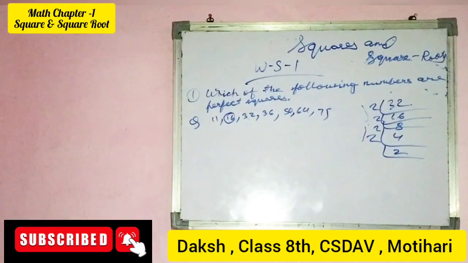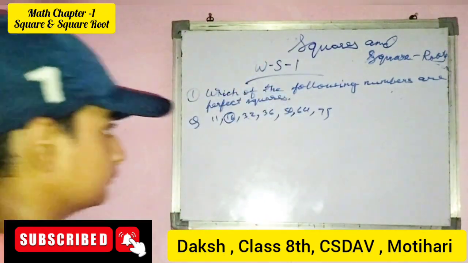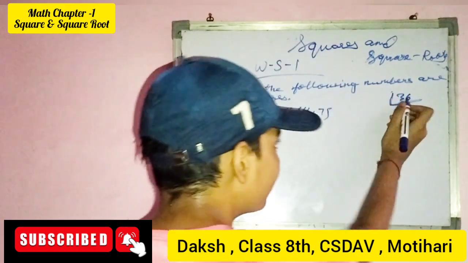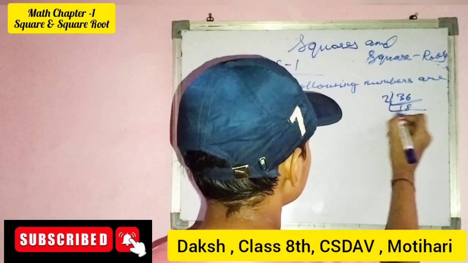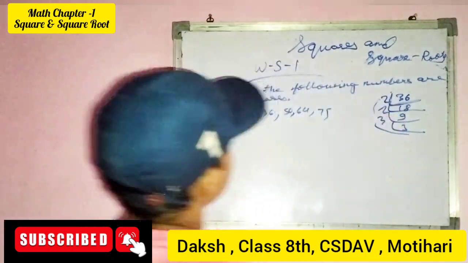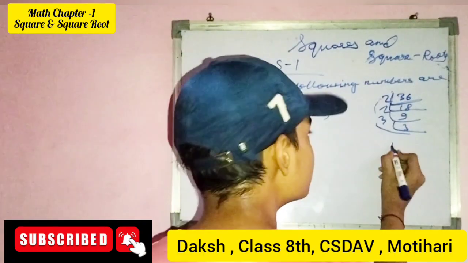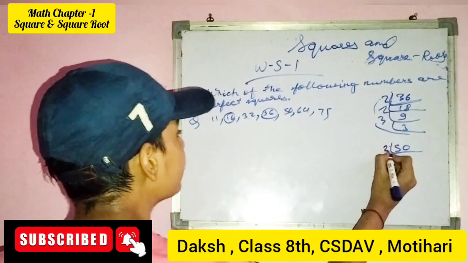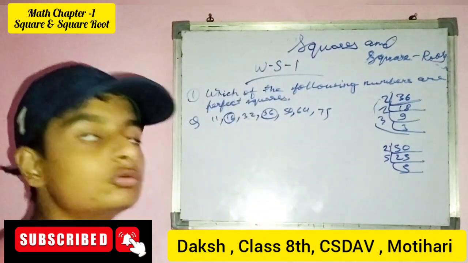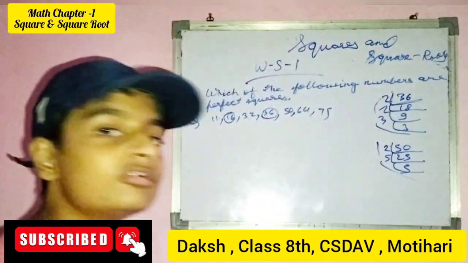Then comes the number 36. Now we need to prime factorize 36. 2, 18, 2, 9, 3, 3. Now these numbers occur in pairs. So we can say that 36 is a perfect square. Then comes the number 50. Is 50 a perfect square or it is not? We can factorize it to 25, then 5, 5. And these numbers do not occur in pairs, 5 into 5, but 2 remains alone. And that's why 50 is also not a perfect square.